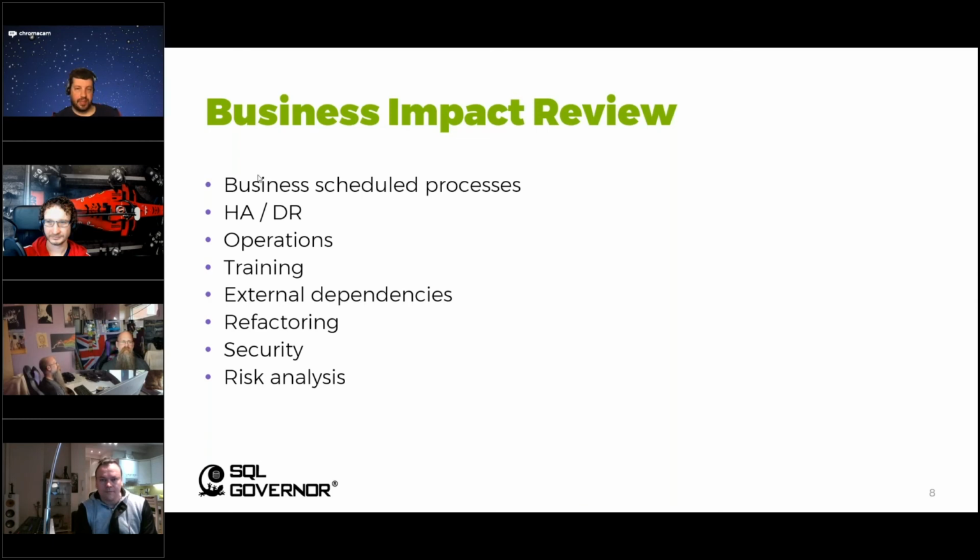Seriously, this could be an entire session all by itself for the technical implementation of security. But if we concentrate just on this business impact decision, we're going to take into account a lot of the stuff that we've already talked about: all of the processes, the approval gates, your high availability discussions, how you're going to deal with operations, what training you require, what your external dependencies are. These are all going to feed back into the security point of view.